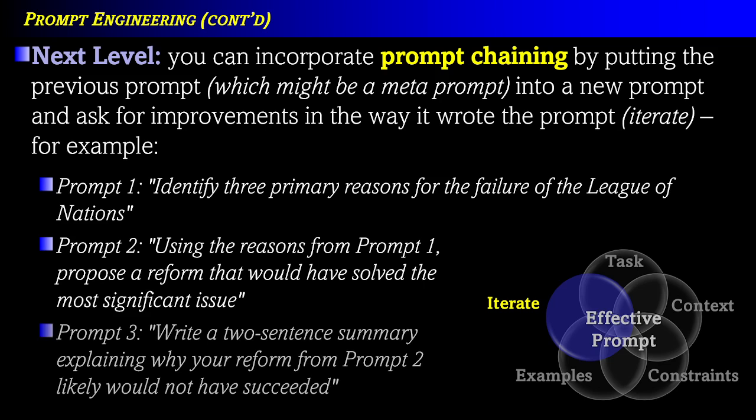Another next level is called prompt chaining, where we put the previous prompt, which might be a meta prompt, into a new prompt and ask for improvements in the way it wrote the prompt. And this is obviously an iterative process. So here, for example, on our first prompt, we would say identify the 3 primary reasons for the failure of the League of Nations. In our second prompt, we would say, using the reasons from prompt 1, propose a reform that would have solved the most significant issue. And then finally, we would chain off of that and say, write a 2-sentence summary explaining why your reform from prompt 2 likely would not have succeeded. And that's called prompt chaining.